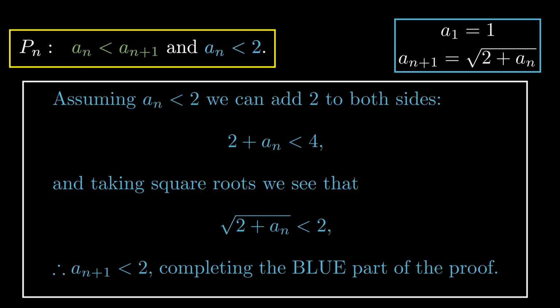And we see that being less than 2, once we add 2, that becomes a 4. And then once we take the square root, we get exactly the statement using that same information in the yellow boxes as before.